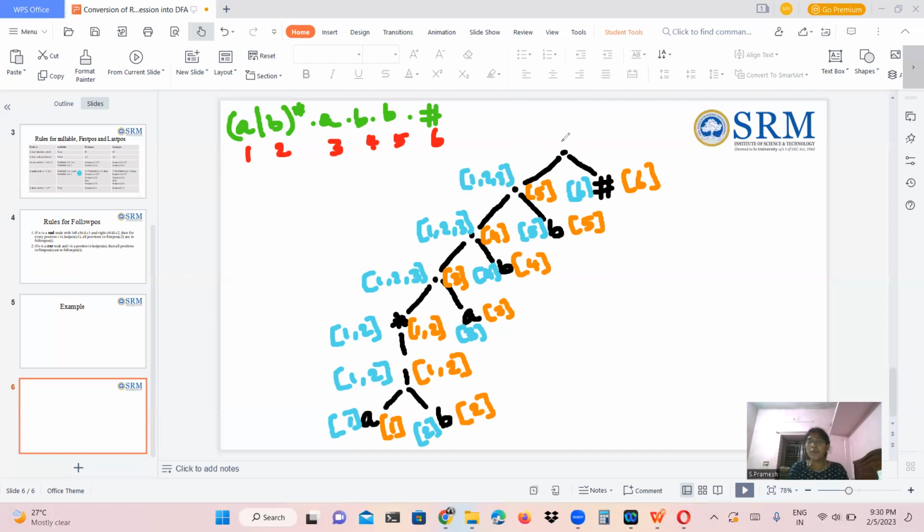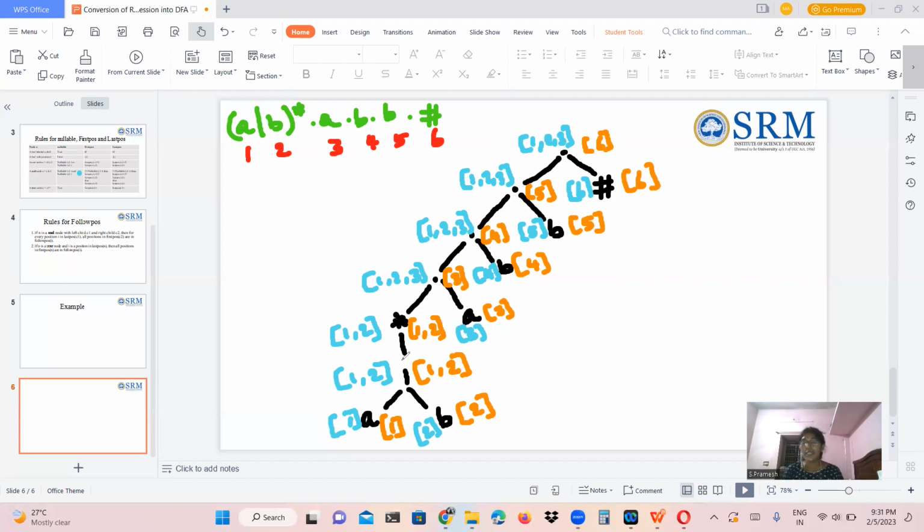And finally, this node is also non-nullable on the left and right child. If it is non-nullable, it is very simple. Take the first position of the left child for this node. And for the last position, take only the last position of the right child. So 6. So almost we completed the first position and last position of all the nodes.